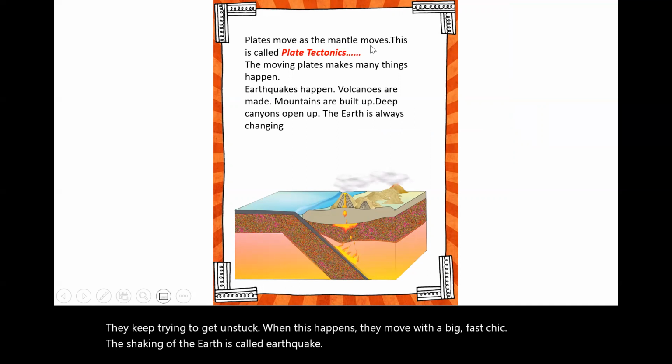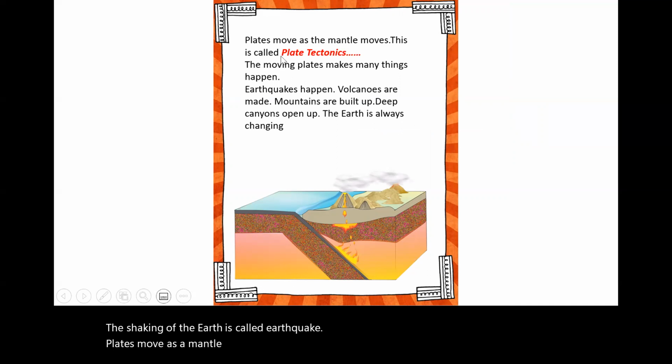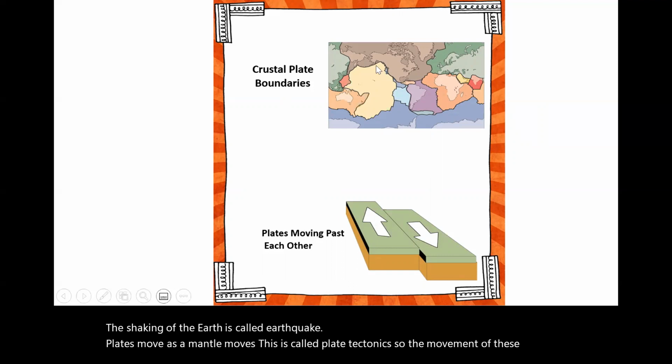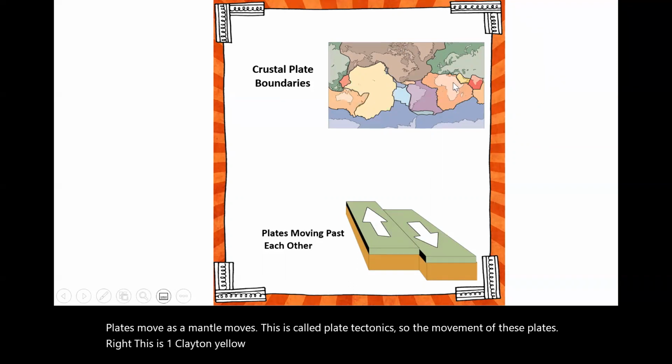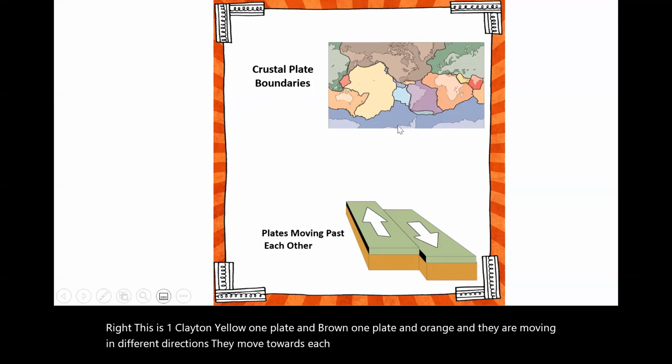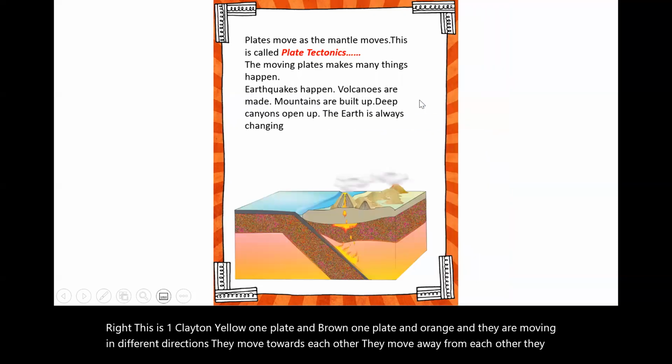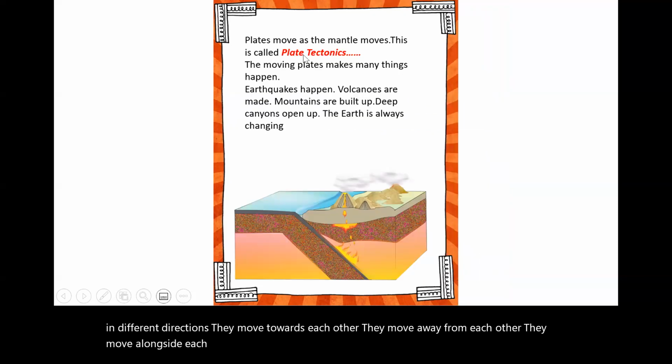Plates move as the mantle moves. This is called plate tectonics. So the movement of these plates: this is one plate in yellow, one plate in brown, one plate in orange, and they are moving in different directions. They move towards each other, they move away from each other, they move alongside each other. And these movements are plate tectonics.